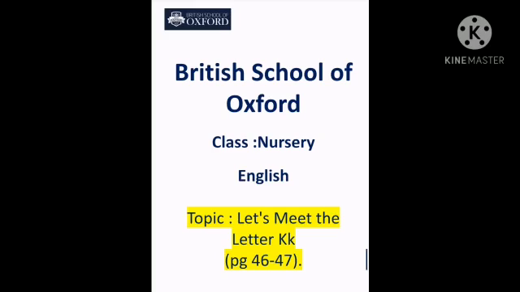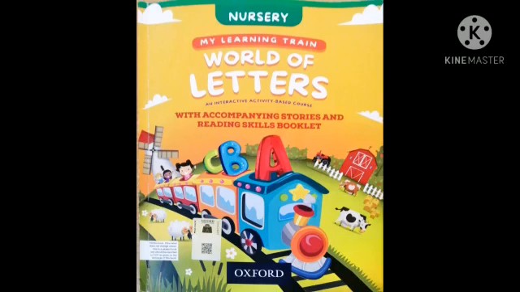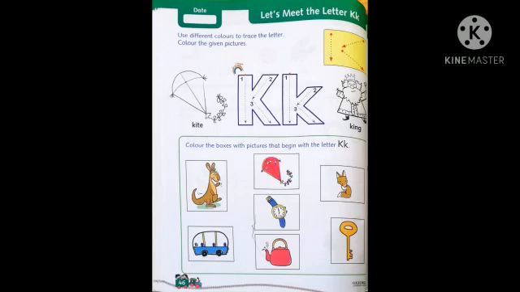Okay. This is on your book pages number 46 and 47. So now take out your English book, and this book is World of Letters. Open this book and come to page number 46. Here you can see a letter, and that letter is K. Capital letter K, and its sound is K.